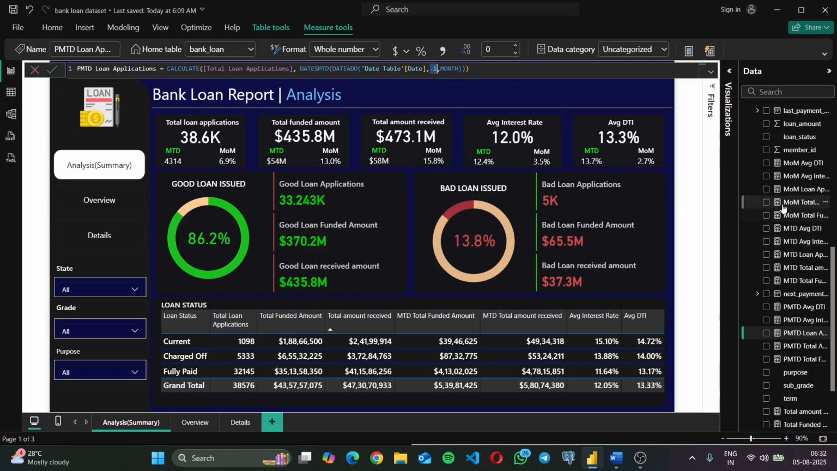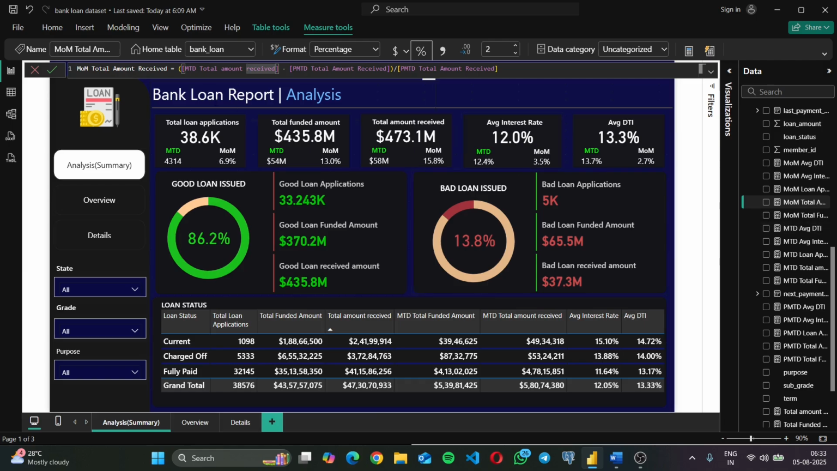And then I calculated month on month total amount, month on month loan applications received. The basic formula calculates the difference between this month's loan applications and the previous month's loan applications and divides it by the previous month's loan applications, and whatever number comes shows us if there is an improvement or a decrease in loan applications. Same logic applied for different KPIs like total funded, total amount received. Just that I have changed this particular thing here.